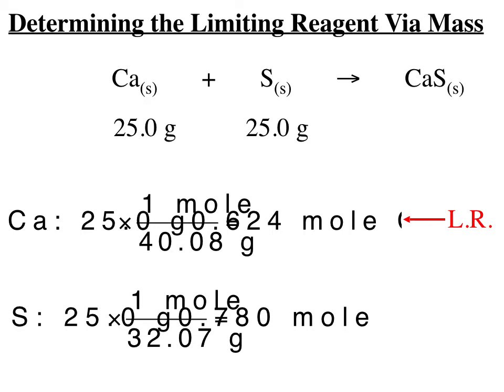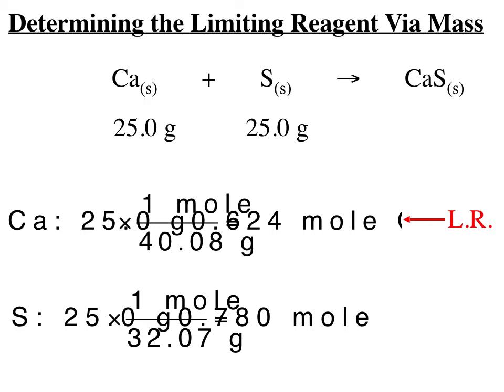As a matter of fact, I know for sure that I would be forming 0.624 moles of calcium sulfide, because the limiting reagent is in a 1-to-1 stoichiometric ratio to the product. And I would also know that there's an excess, or a remainder, of sulfur in the pot. Why? Because 0.624 moles are consumed.